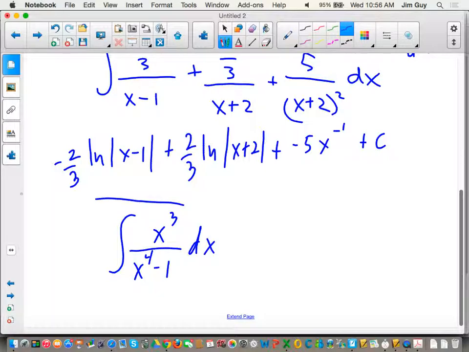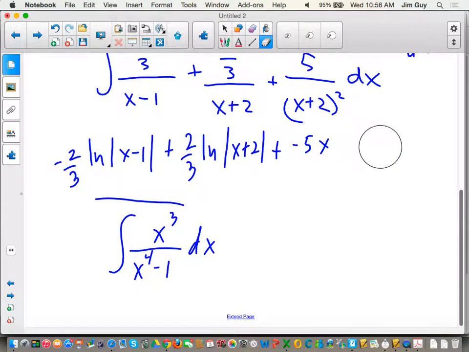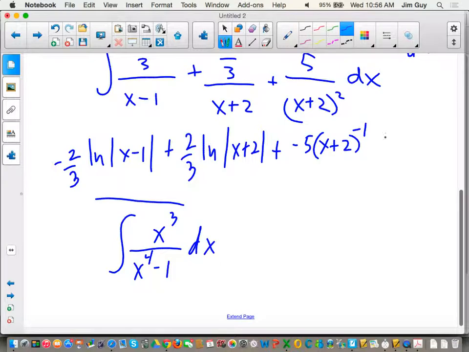So when it says minus 5x to the negative first, it should be 5 times x plus 2 to the negative first. Oh, thank you. Yeah. Glad you got that correct. Because that was you, right? Yeah, I'm pretty sure. Thank you. Yes, that's correct.